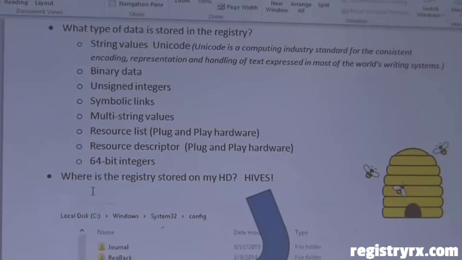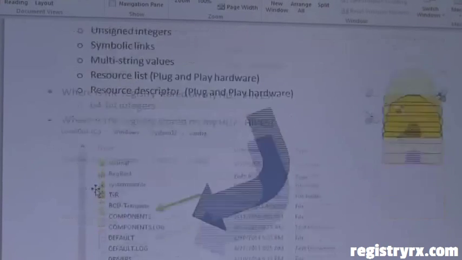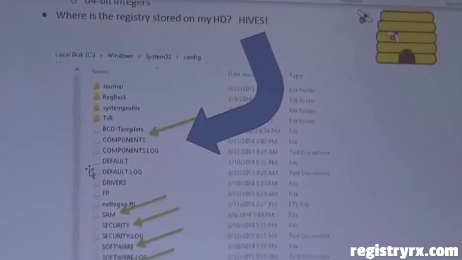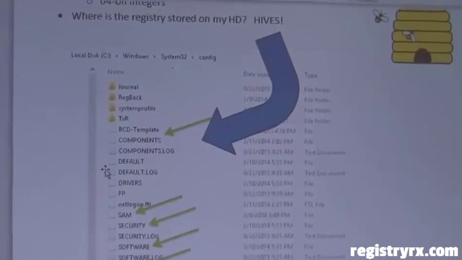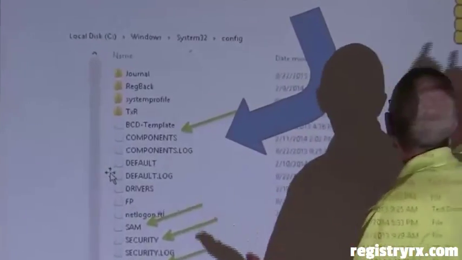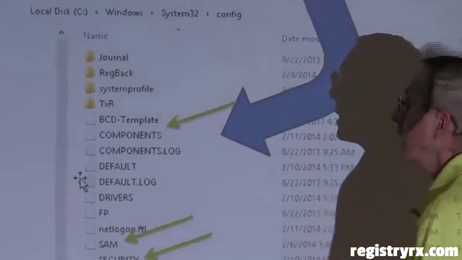Now, where are your registry files stored on your hard drive? Now listen carefully. Anytime I take a registry file and I save it to the hard drive, it is called a what? Hive.